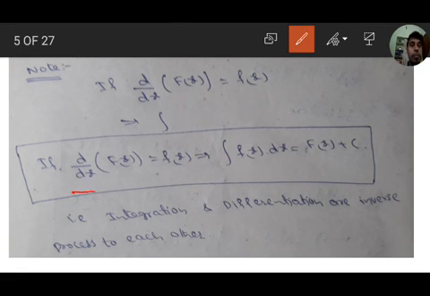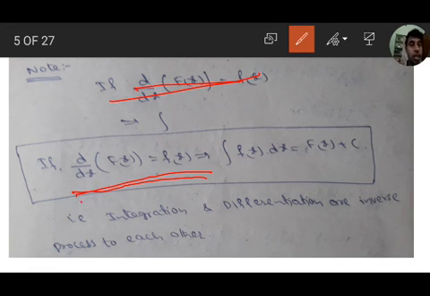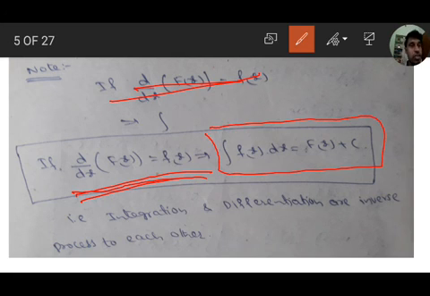That is, if d by dx of capital F of x equal to small f of x, then integration of small f of x dx equal to capital F of x plus c, which means the set of all antiderivatives. This is the antiderivative of small f of x. Set of all antiderivatives means F of x plus c. It is called indefinite integral. It is denoted by integration of small f of x dx.